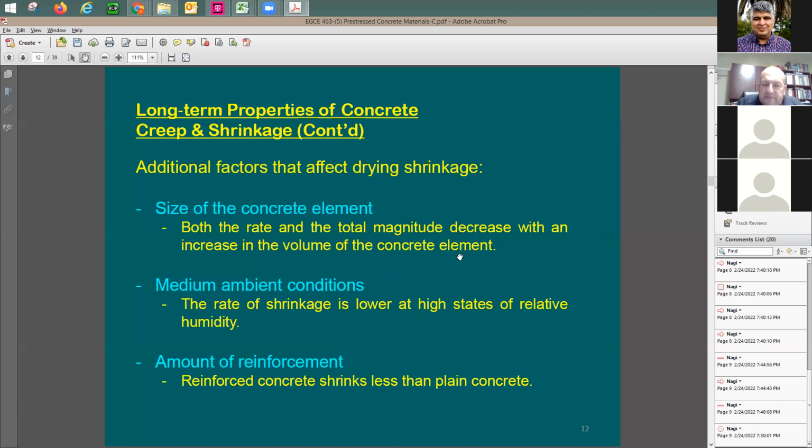Also, the concrete member size is going to be affecting the amount of shrinkage. Let's say that you have a very thin slab, and look at the amount of shrinkage. And also the rate of shrinkage is going to be completely different. Also the ambient conditions, like the temperature and the humidity.